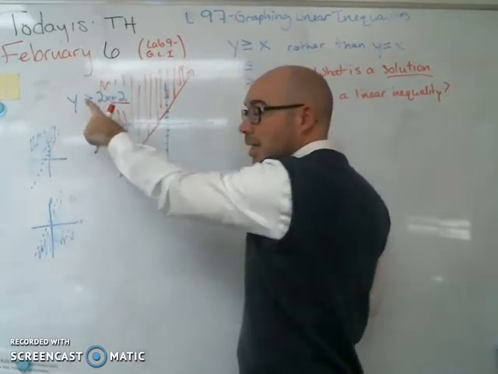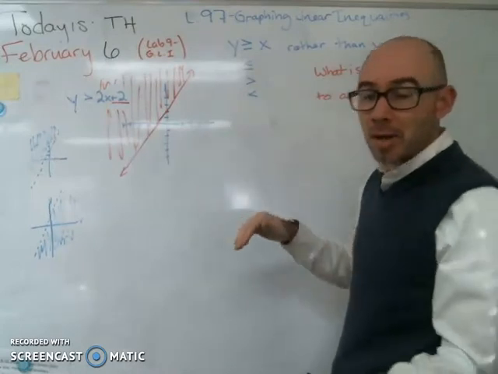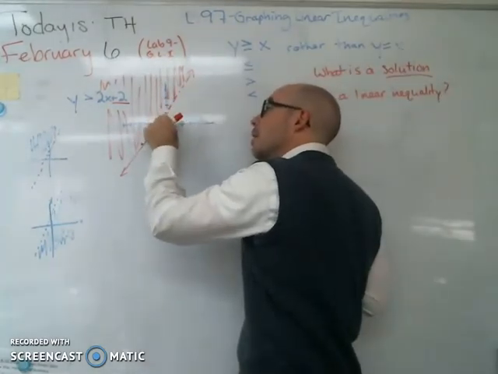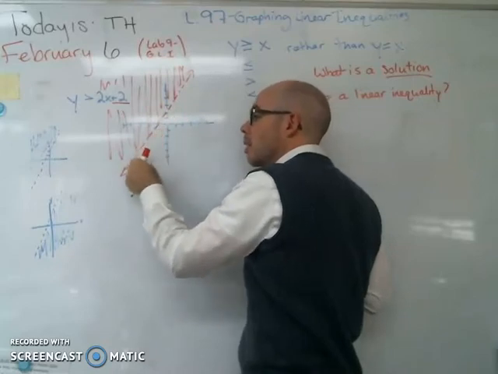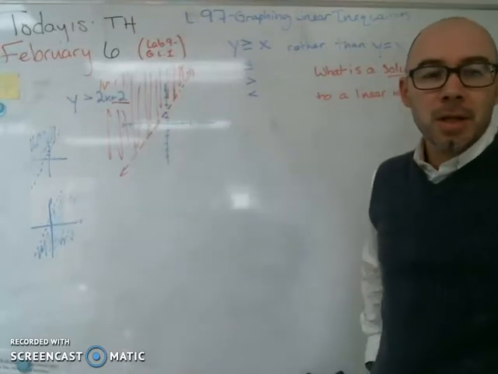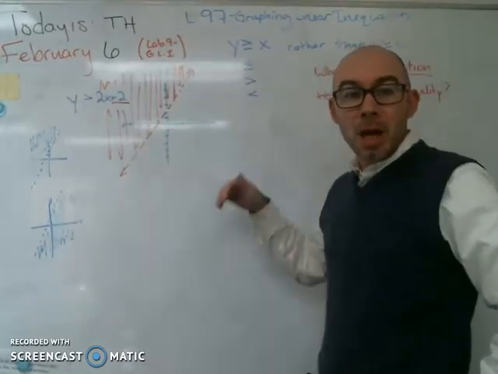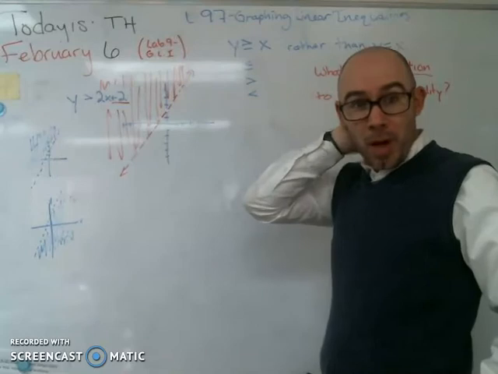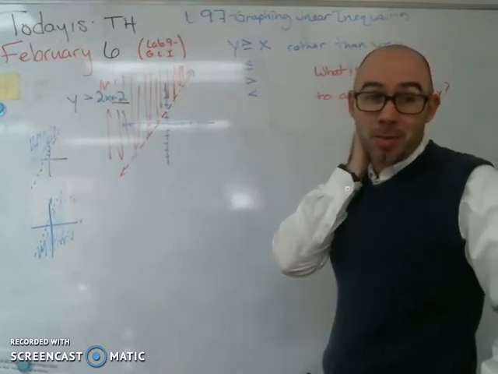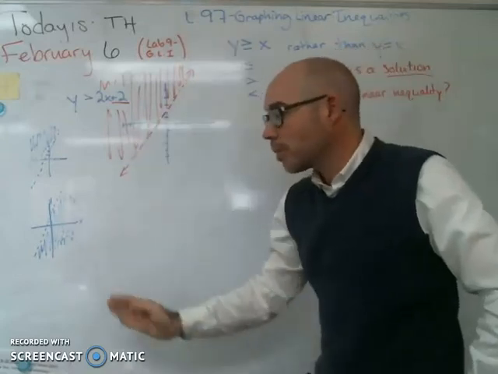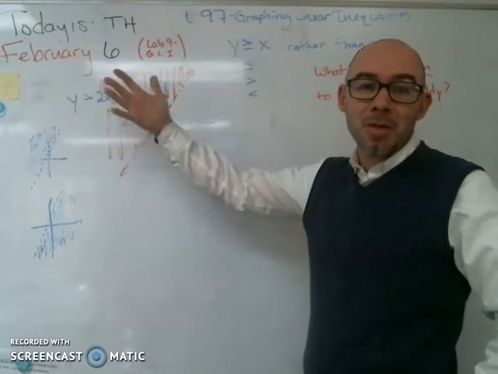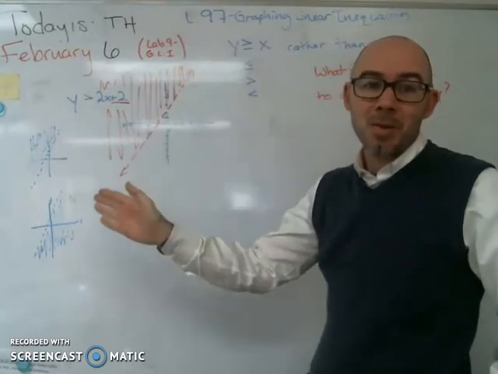But it doesn't include the line. It has to be greater than this line. So I'm going to make my line dashed, a dash mark, and that would be the graph of this inequality. It shades above the line because we're looking for y values that are greater than the value 2x plus 2. 2x plus 2 is represented by this line, and it does not include this line. It has to be greater than. It cannot also be equal to.